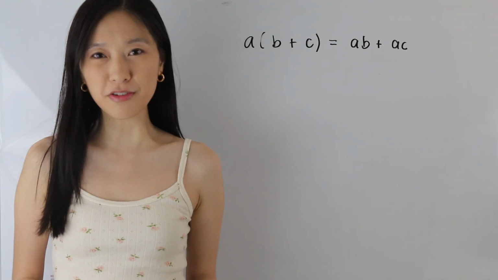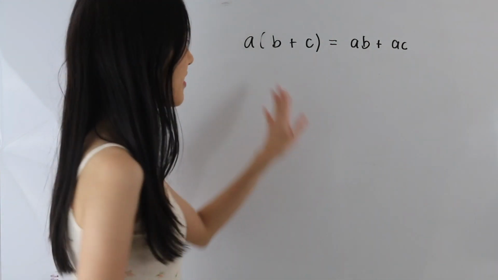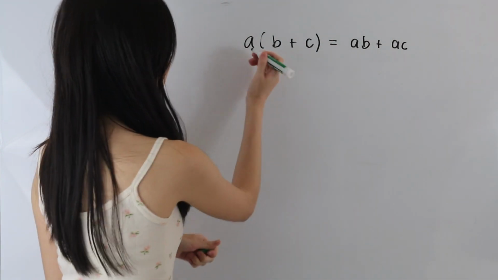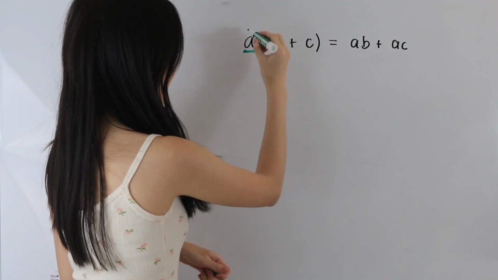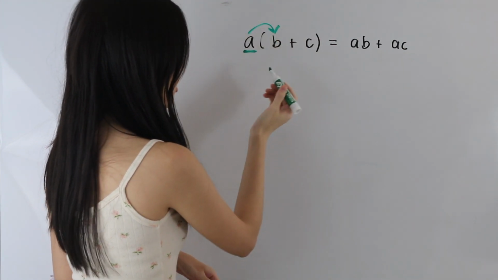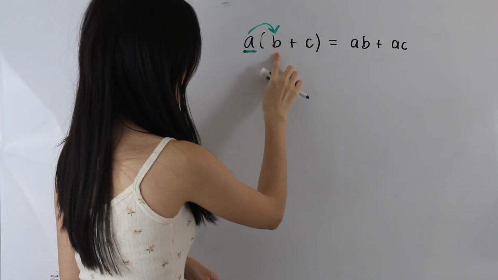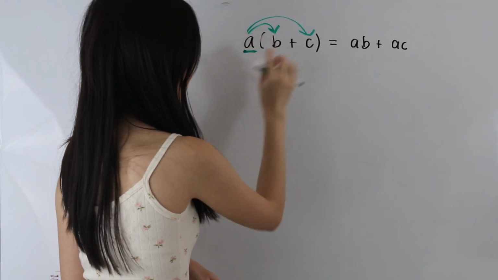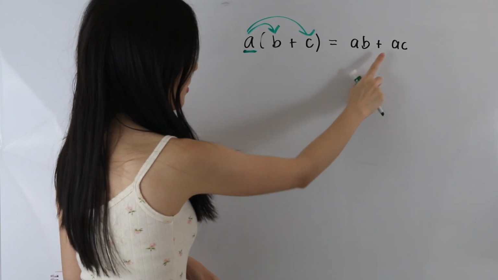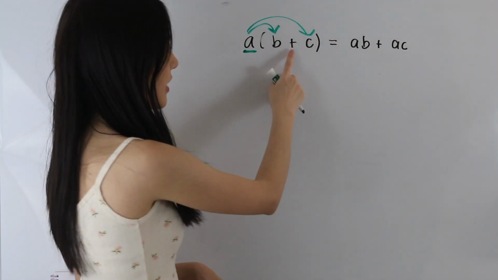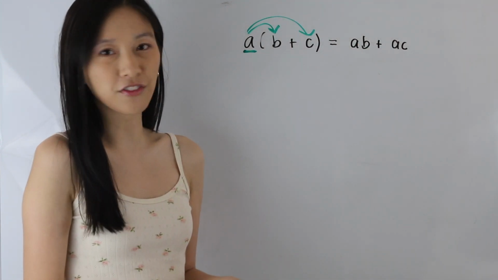So what the distributive property tells us is that when we have something in this form, we can take the number outside of the parentheses and multiply it by each term inside the parentheses. So we have AB from here, and then we have AC from here. And this is a plus sign because we have a plus sign here. So let's go ahead and take a look at a few examples.